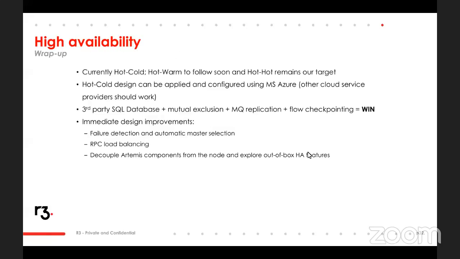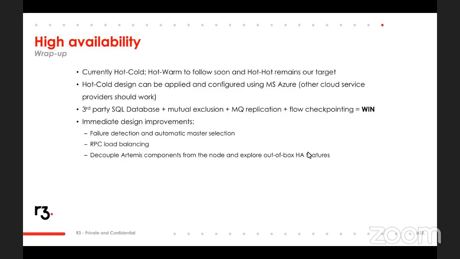Okay, next. So what we've seen so far is what R3 has done to implement high availability so far. We're currently at the hot-cold step, working towards hot-warm, and our goal is hot, and we hope to have that soon. We've seen that hot-cold can be applied and configured using Microsoft Azure. Other cloud providers should work about the same, just identify whatever components they can use for data replication and load balancing, and should be fine.